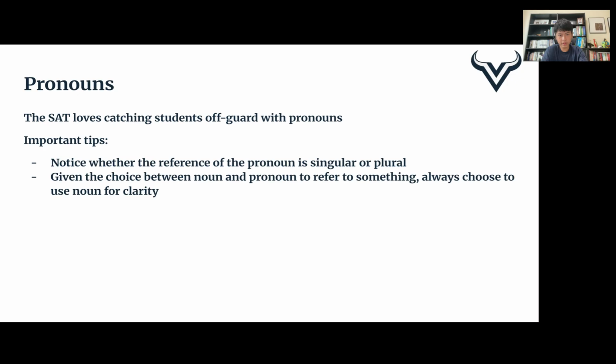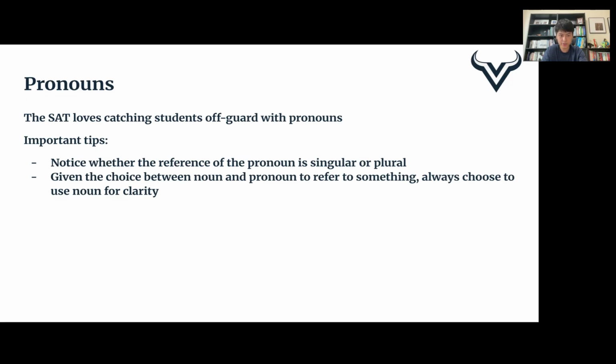So let's start with a very simple but very important concept, pronouns. The SAT loves catching students off guard with the choice in pronouns. The most important tip to know is to notice whether the reference of the pronoun is singular or plural. If it is referring to something singular, the pronoun must also be singular. If it's referring to something that's plural, the pronoun must also be plural.